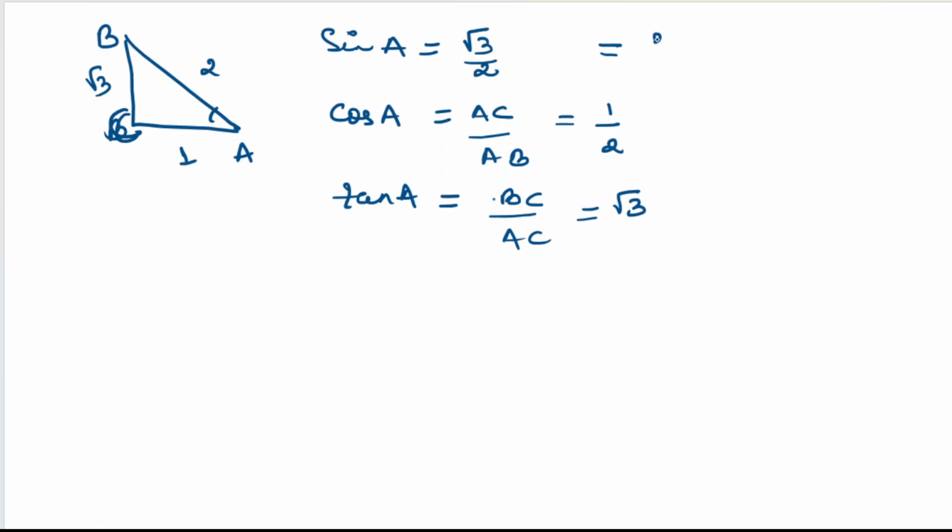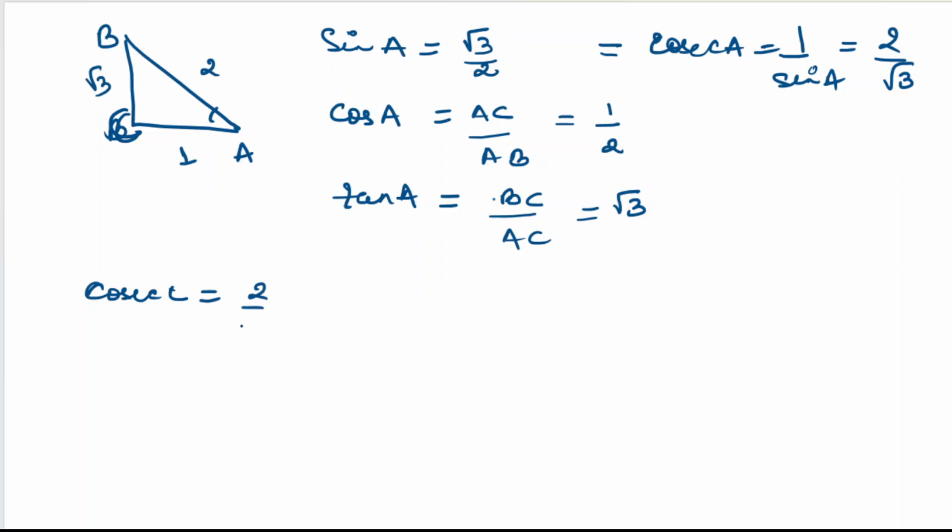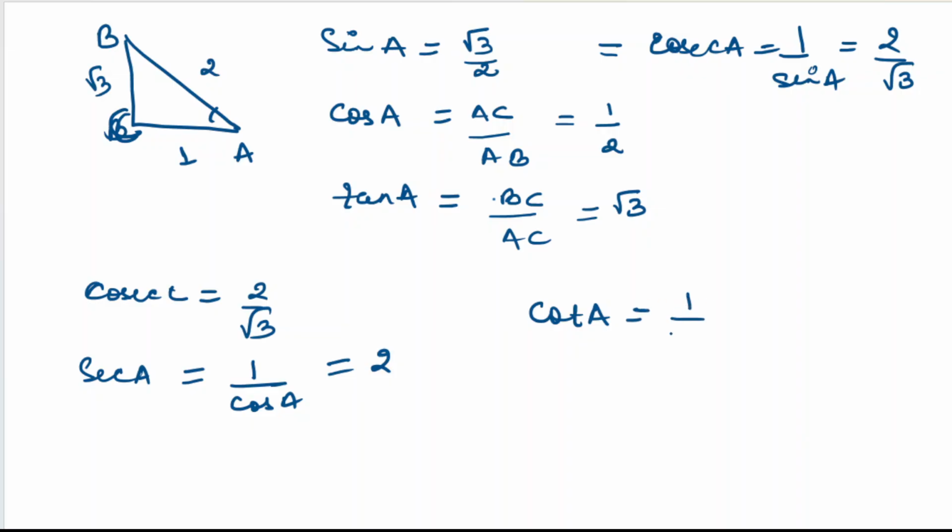What is your cosec A? Cosec A is equal to 1 by sin A, which is equal to 2 by root 3. Now sec A is equal to 1 by cos A, which is equal to 2. And what is cot A? Cot A is equal to 1 by tan A, which is equal to 1 by root 3. In this way, we have found the remaining ratios.